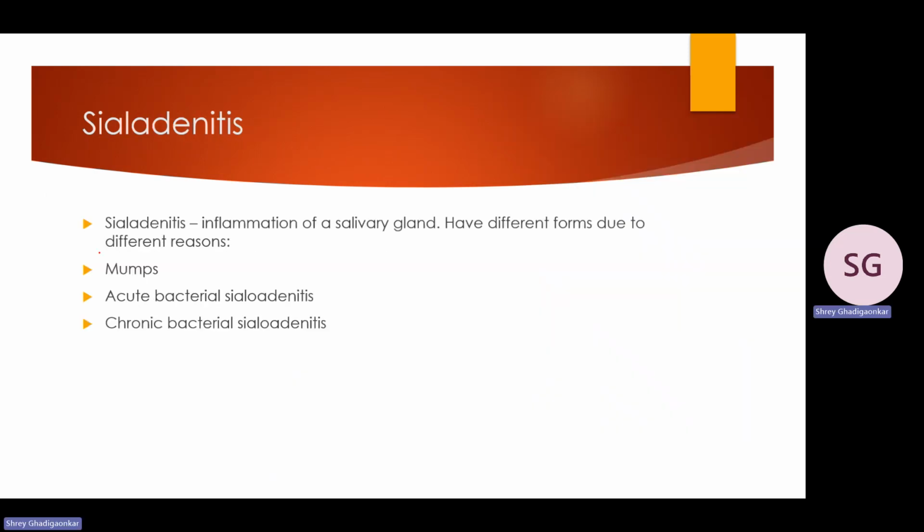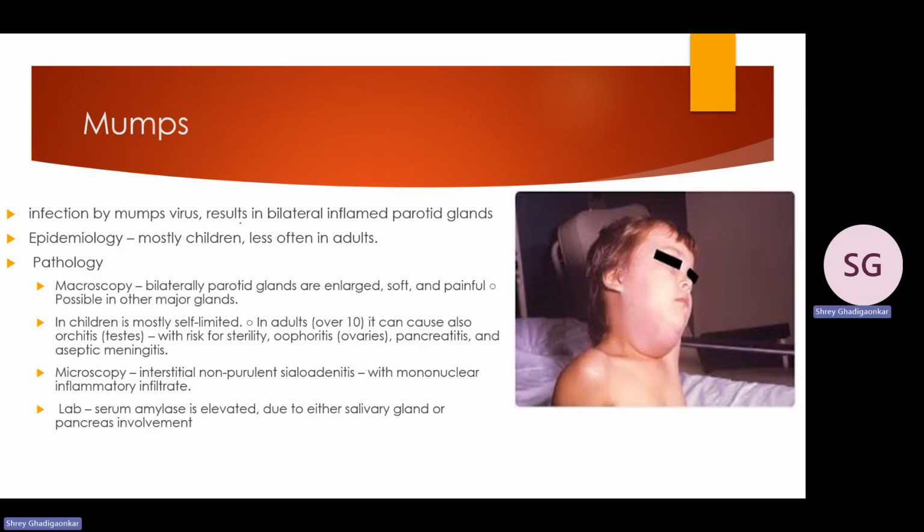Coming to adenitis, this basically means inflammation of the salivary gland, and this has different forms depending on the causative agent as well as the duration. So you have mumps, acute bacterial sialadenitis, and chronic. Regarding mumps, as you know, mumps is an infection caused by the mumps virus, and this belongs to the paramyxovirus family.